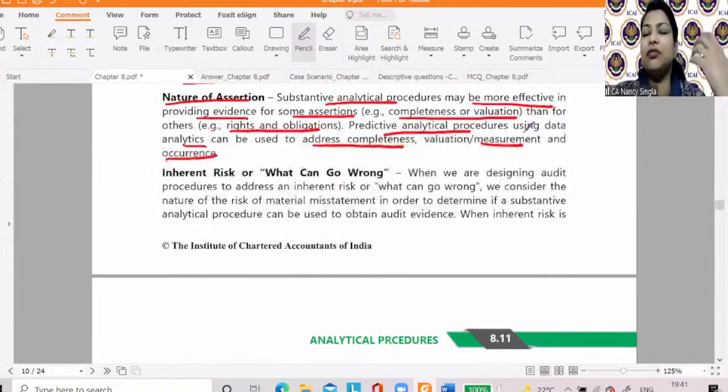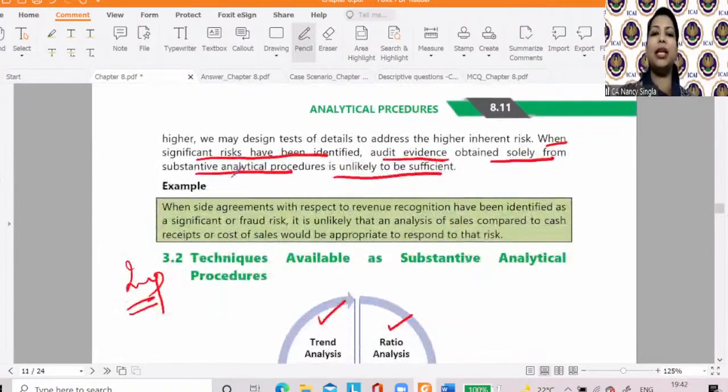Nature of assertion, we took example of rights and obligations. Rights and obligations के लिए तो you will have to check what? The title deed, let's say the electricity bill, है ना. But measurement, completeness, valuation के लिए you can apply analytical procedure. Inherent risk, if risk of material misstatement is high, obviously the auditor will not only apply what? Analytical procedures, he will go for test of details also.